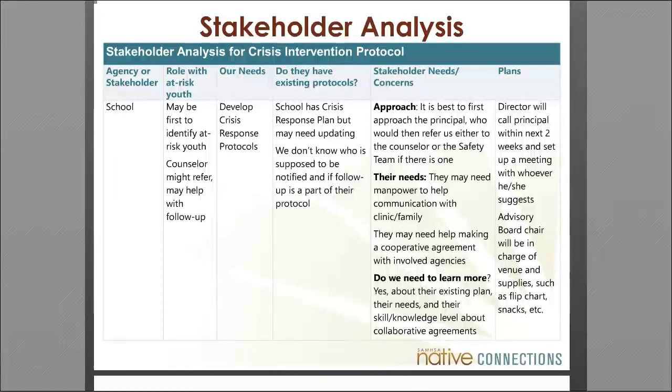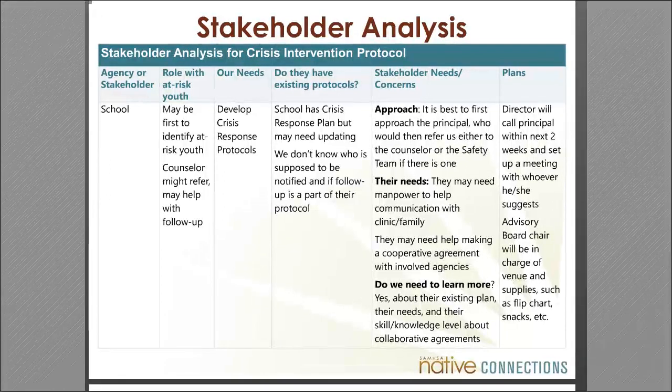So what do you need to learn more additionally? Make a list of the additional information that you're going to need. You need to see their existing plan. You need to talk to them and find out what their ideas are about updating it. What are their skill levels? What are their knowledge agreements? We just put cooperative agreements here, but you could also add additional information that you might identify as you work through this logic model.